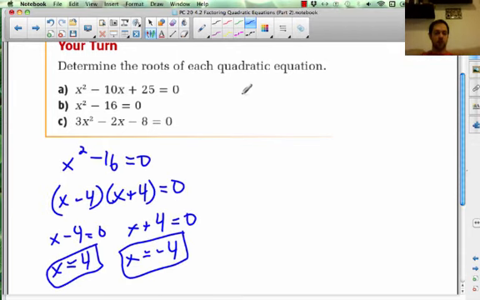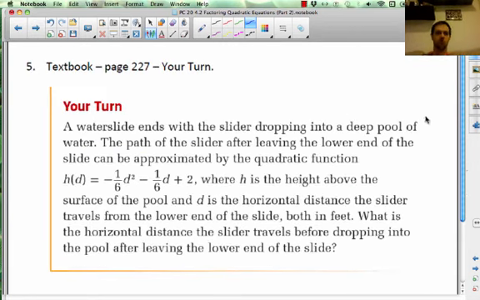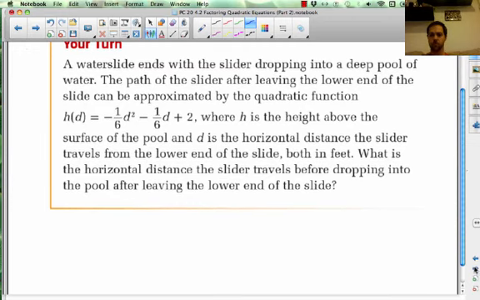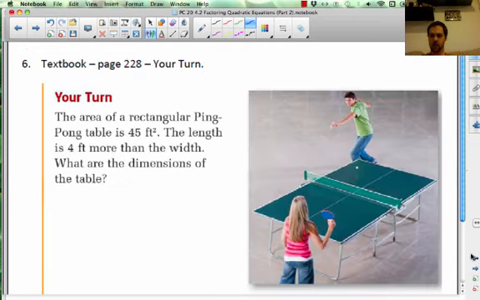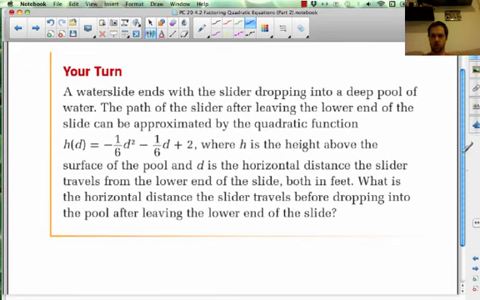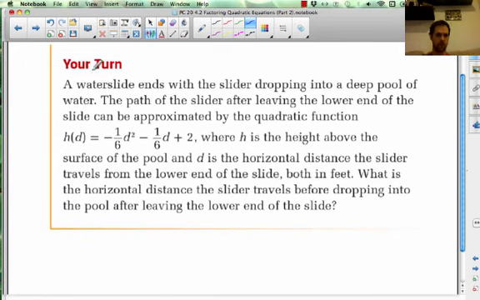Okay, so there are your answers. Hopefully you were able to come to the same conclusion. So here's the last one for this lesson. Oh no, it's not. Second last one. So let's go through the problem together.